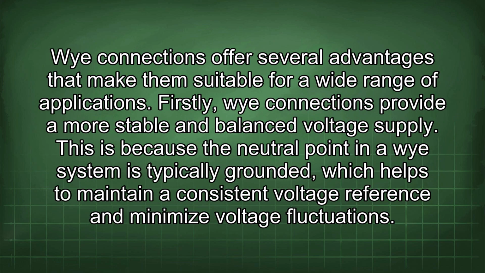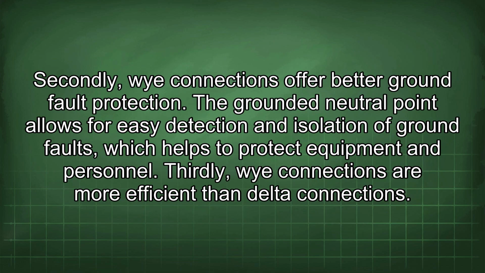The advantages of a Y transformer over a delta transformer connection extend beyond just voltage adjustments. Y connections offer several advantages that make them suitable for a wide range of applications. Firstly, Y connections provide a more stable and balanced voltage supply. This is because the neutral point in a Y system is typically grounded, which helps to maintain a consistent voltage reference and minimize voltage fluctuations. Secondly, Y connections offer better ground fault protection. A grounded neutral point allows for easy detection and isolation of ground faults, which helps to protect equipment and personnel.